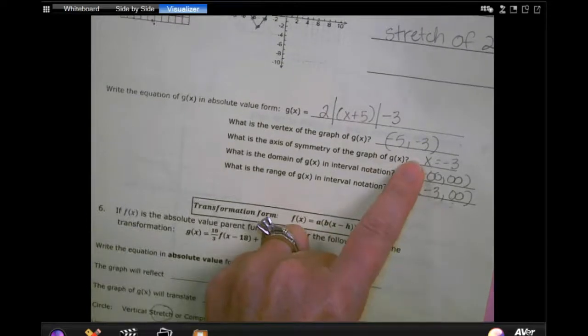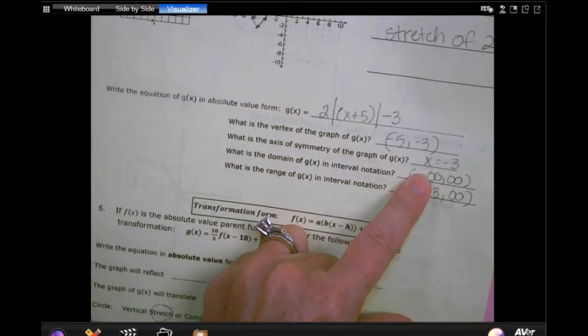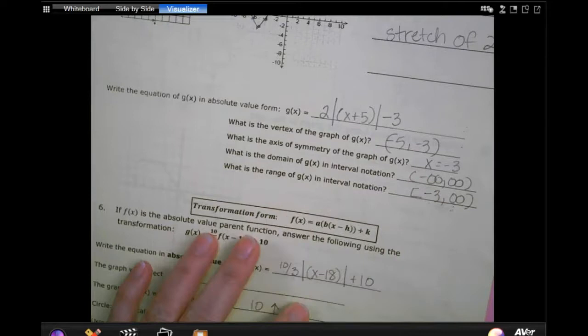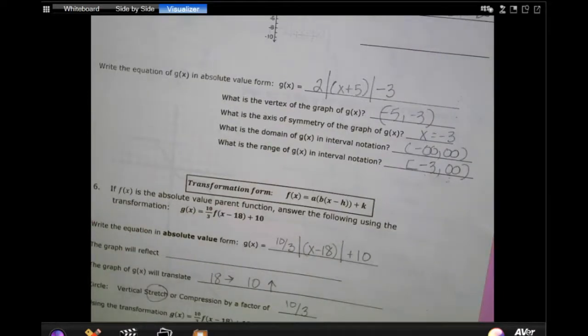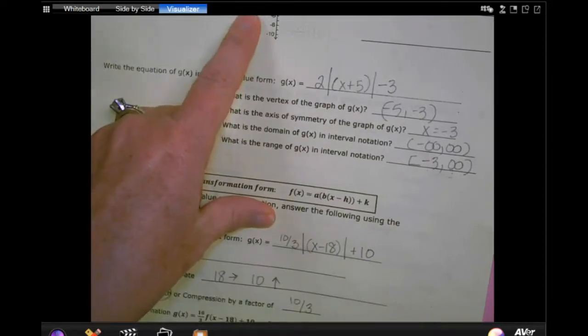So the vertex is -5, -3. The axis of symmetry is x equals -3. And if you don't put the x equals, it's wrong. The domain is -infinity to infinity every time. And then bottom to top is my range.